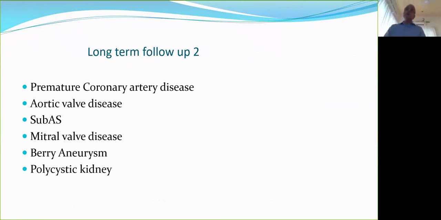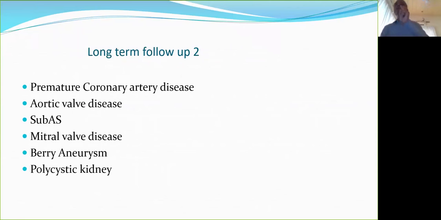And as they grow older, there's a risk of premature coronary artery disease, aortic valve disease, subaortic stenosis, mitral valve disease, aneurysm, and polycystic kidney. Message: operated children or intervened children with coarctation require lifelong follow-up.